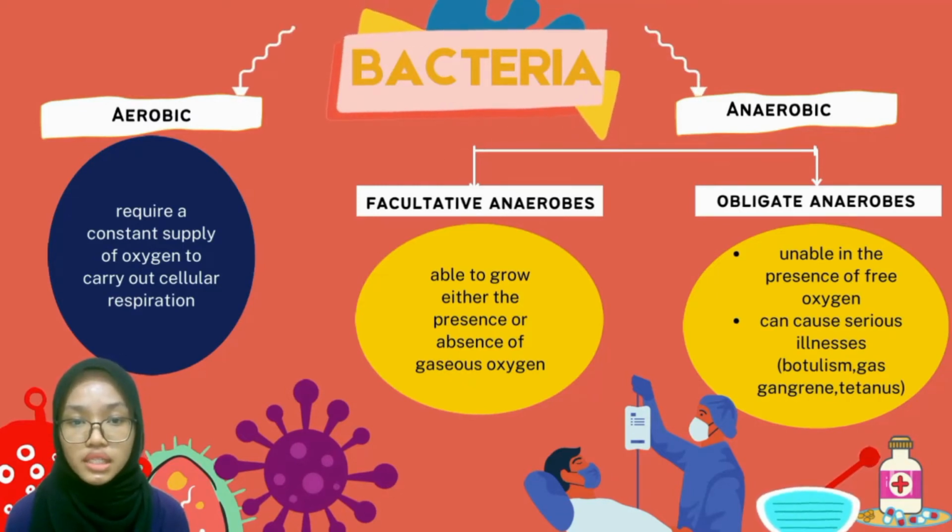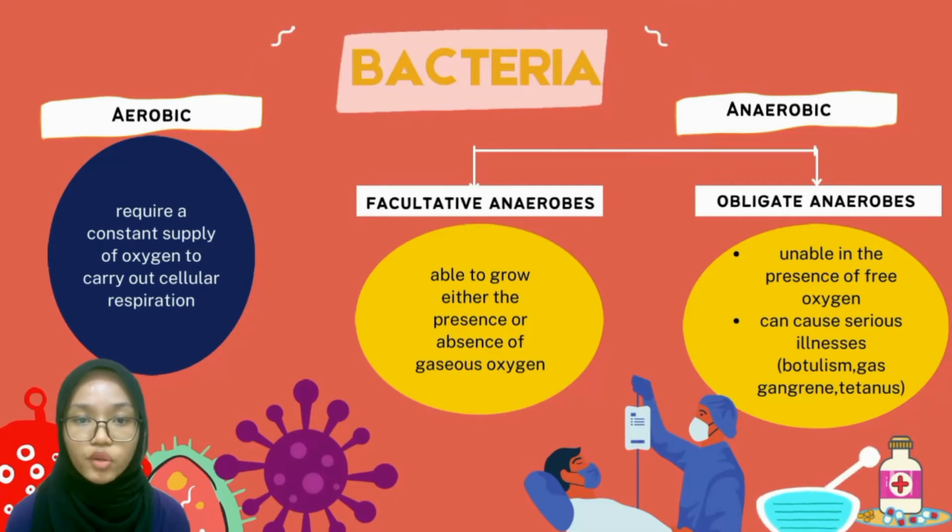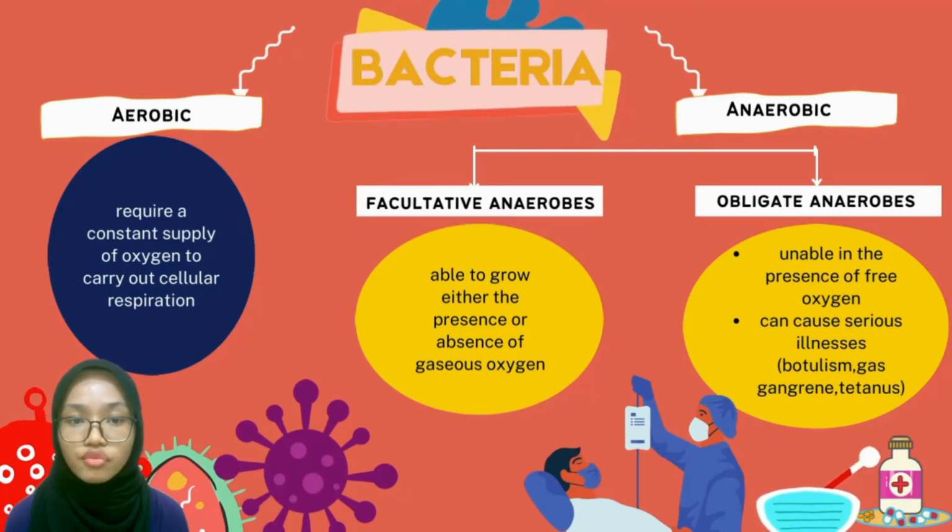For anaerobic respiration, there are two types, which are facultative and obligate anaerobes. Facultative anaerobes are bacteria that are able to grow either in the presence or absence of gaseous oxygen, which means they can survive in the presence of oxygen but can also survive without oxygen by fermentation or anaerobic respiration. Obligate anaerobes are unable to survive in the presence of free oxygen, and this kind of bacteria can cause some serious illnesses such as botulism, gas gangrene, and tetanus.